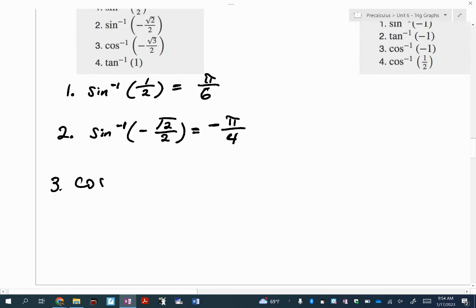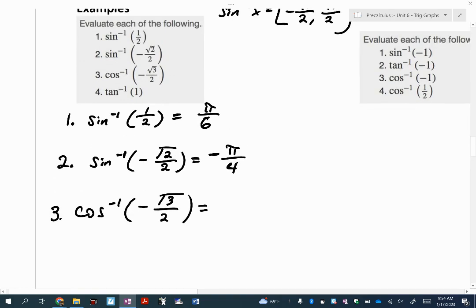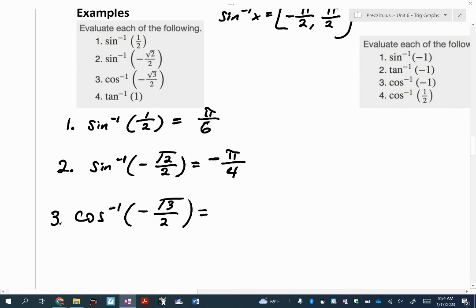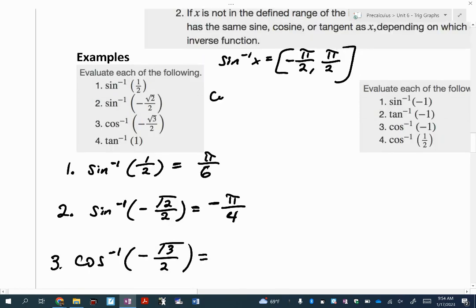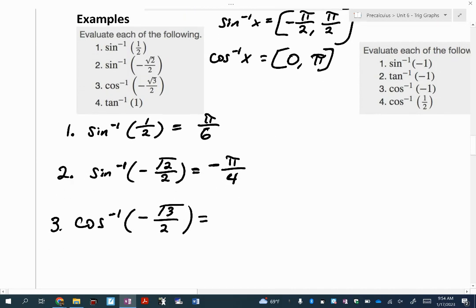We've got cosine. Same idea here. I'm thinking about my special angle, so my table. The cosine of pi over 6 is the square root of 3 over 2. All right, so I'm thinking, what is my restriction for cosine? And that's from 0 to pi. And so from 0 to pi, if I want to have a negative ratio, all students take classes, I need to be in the second quadrant.